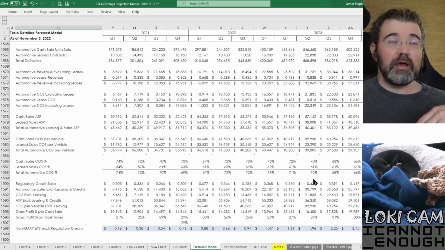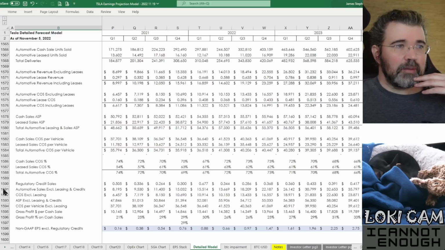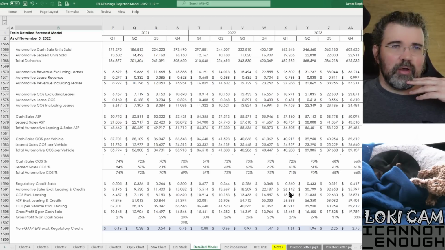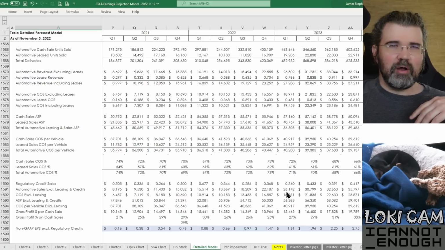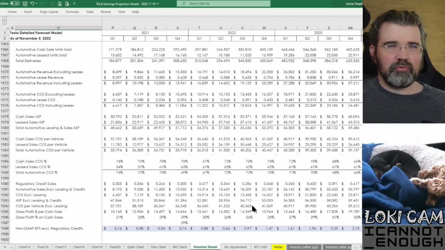So here's what I have forecast for Q4 and for 2023. More of the same. Then below regulatory credits, we've got automotive sales excluding leasing and credits. So that's more of your, if all Tesla did was sell cars and not lease and not sell regulatory credits, how much would that be? Then cost of sales excluding leasing is here, ASP excluding leasing and credits, cost of sales per vehicle excluding leasing.